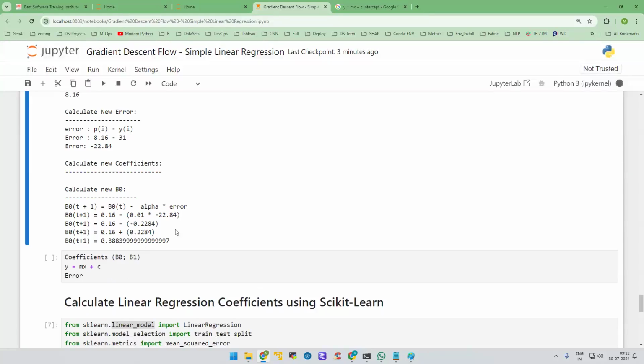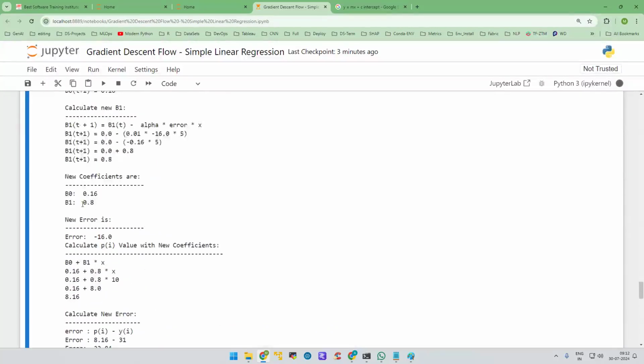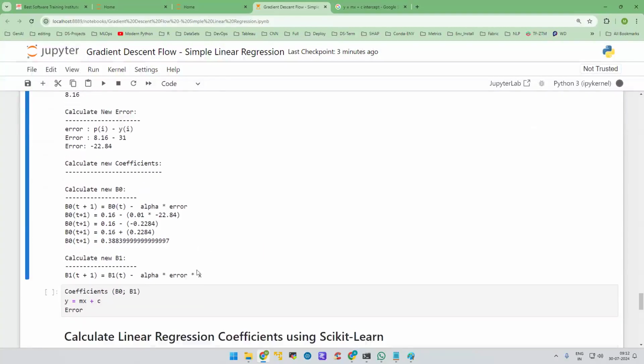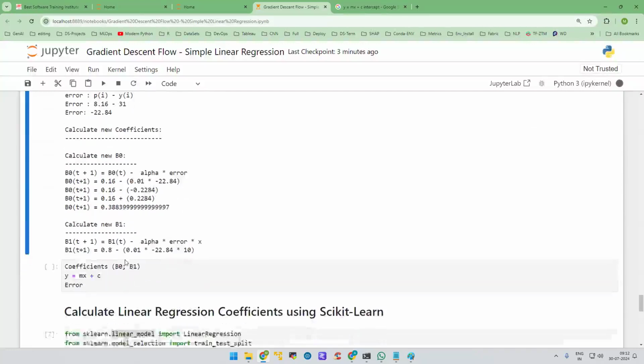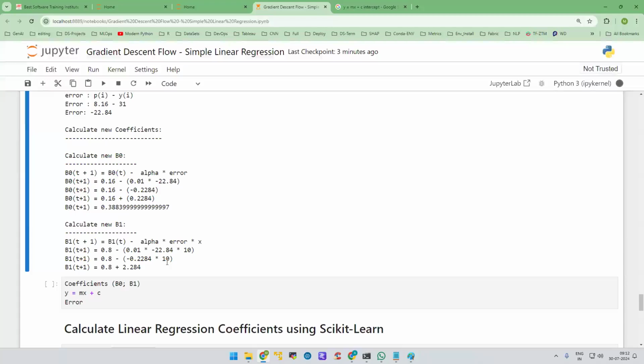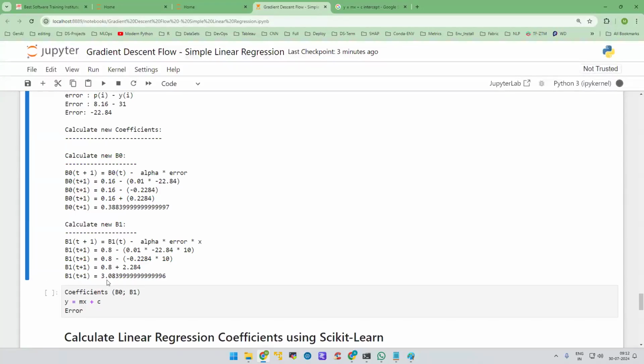What will be the new B1? It is the old B1, that is 0.8, minus alpha into error into X. What is X? It's 10, right? In that particular row. So it's going to be 0.8 minus 0.01 into minus 22.84 into 10. So 0.8 minus minus 0.2284 into 10. 0.8 minus of minus is plus, right? That's the reason we got plus here. So it's around 3.08. So 3.08 is the new B1.